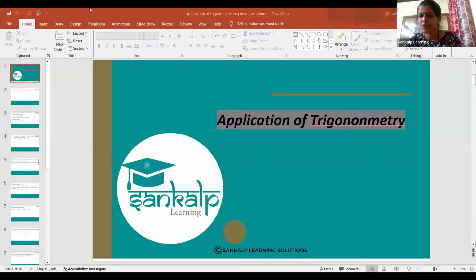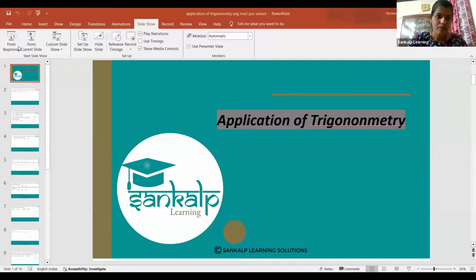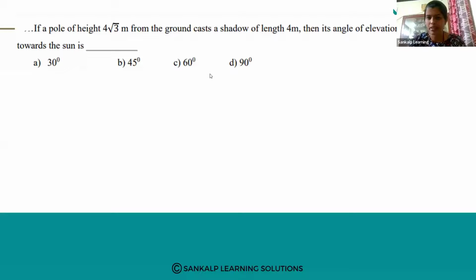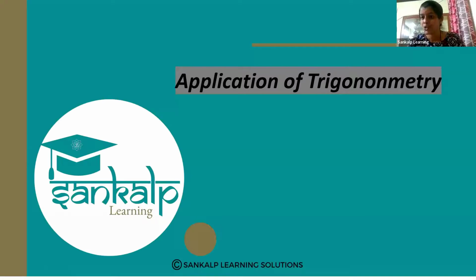Okay, so today we will discuss the chapter Application of Trigonometry. In the last class we discussed the introduction of trigonometry. What do you mean by trigonometry? What is the use of trigonometry? And the trigonometric ratios. How many ratios are there? Six ratios are there, right?